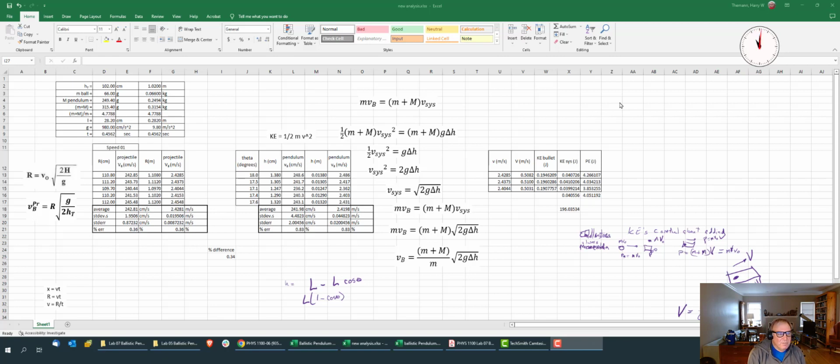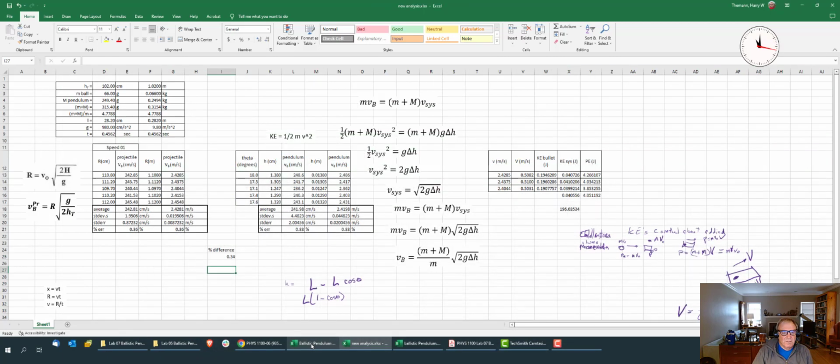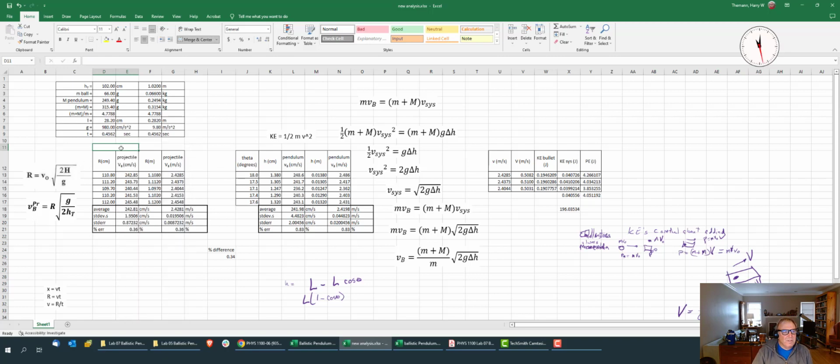Plus, I've now remembered that the spreadsheet I provided, that I handed out to you, looks different now. I think that was made during COVID, and we used a simulation. That's why you see speed 1, 2, 3, because I asked them to do 3 different speeds, since it was very easy to do with a sim.